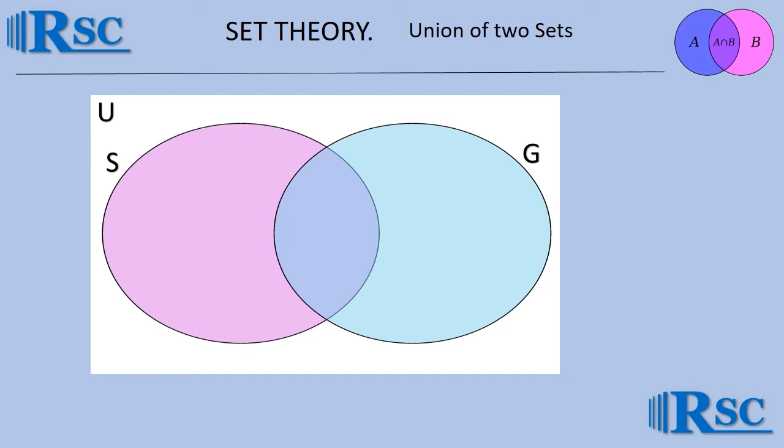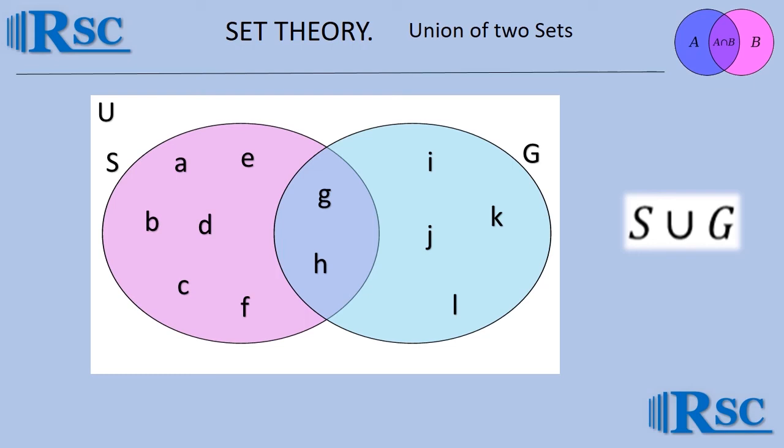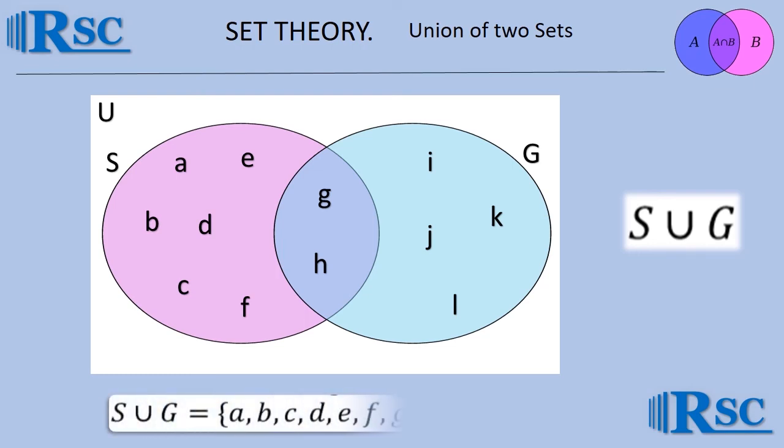For example, if S is A, B, C, D, E, F, G, and H, and G is G, H, I, J, K, and L, then the union between S and G, symbolized like this, would be A, B, C, D, E, F, G, H, I, J, K, L. To list the members of the union of two sets, let's say S and G, symbolized like this as we have seen, we will include all members of the set S and all members of the set G, making sure we do not list any member twice.